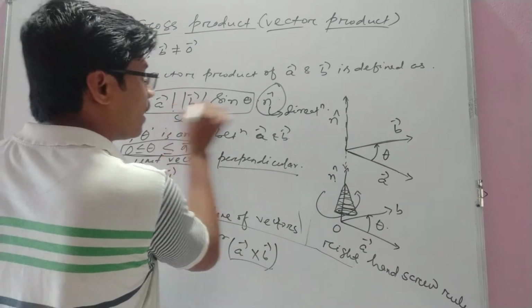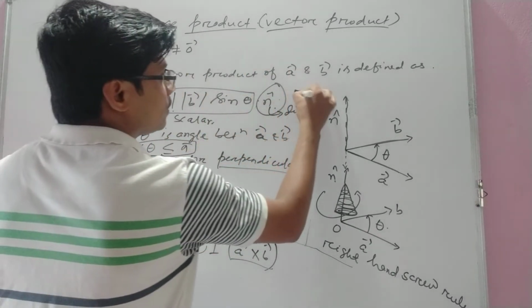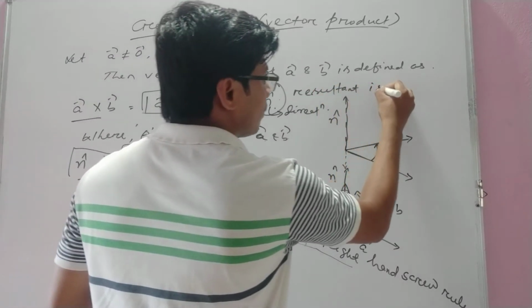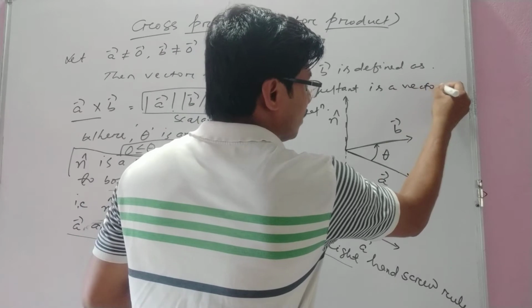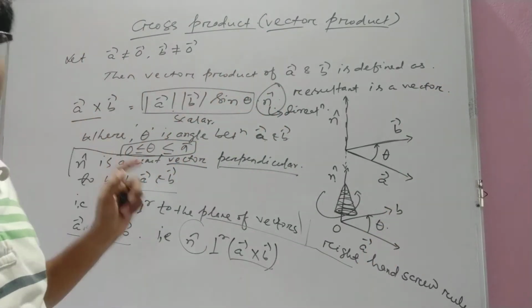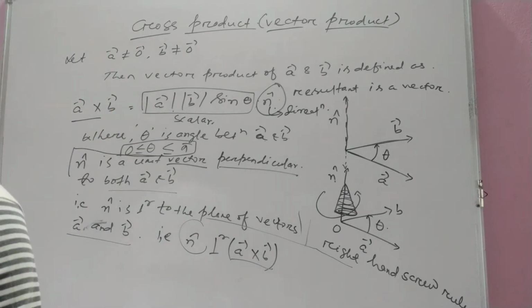Then we say that scalar into direction is called a vector. So the resultant is a vector. That's why we say vector product. Okay, now we go to some remarks about these two vectors.